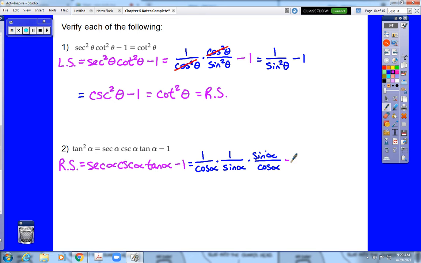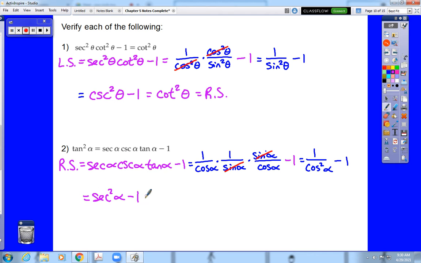Don't forget that there is still a minus 1 attached. When we multiply those, the sines will cancel out. And when we multiply them together, we will get 1 over cosine squared, and then we still have minus 1. Well, 1 over cosine squared, that would be secant squared minus 1. And just like on the last one, we should recognize secant squared minus 1 is one form of our tangent squared plus 1 equals secant squared Pythagorean identity, which means we have shown that the left side is equal to the right side, and we have verified that identity.